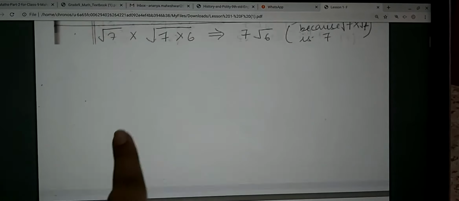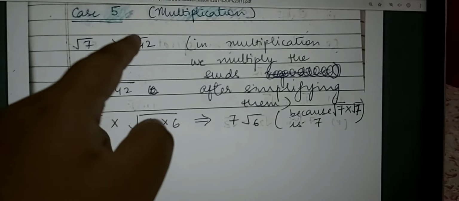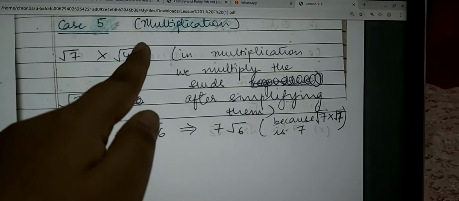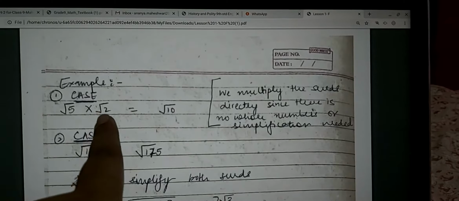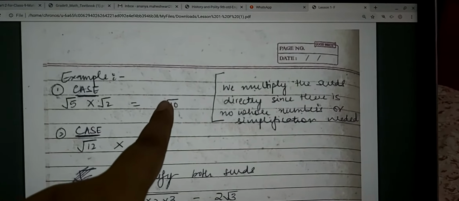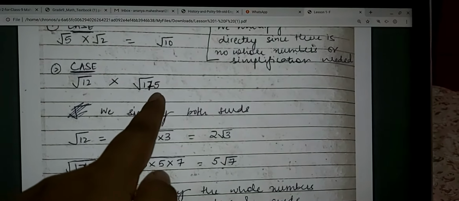Now what's the difference is that over here 42 was too large a number. I had to simplify it. I need my answer to be in its simplest form. So I had to simplify this to get this. But over here, because root 5 and root 2 are in their simplest form, I will only multiply. I'm going to go to the next sum. Root 12 into root 175.